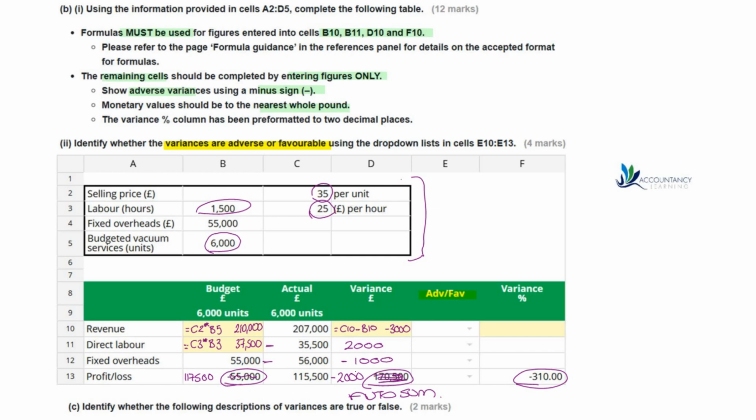Now we need to identify, are they adverse or favourable? So our revenue was minus 3,000 because our actual was lower than our budget. So that's going to be an adverse variance. It wasn't what we were expecting. Our direct labour was 2,000, but our budget was higher than our actual, so it actually cost us less than what we were expecting. So that is a favourable variance.